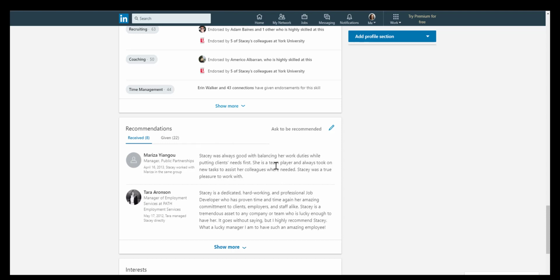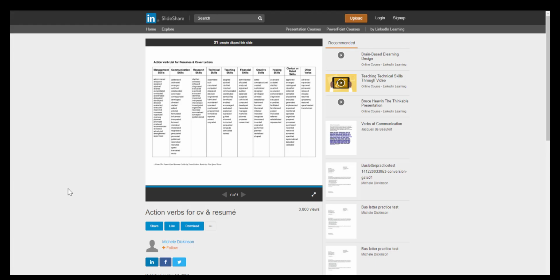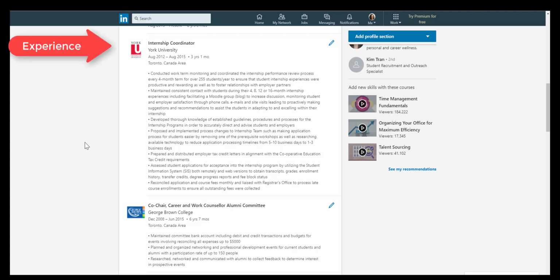So I have kind of a paragraph here, and people have said how they know me and how we work together, and what some of my skills are here. So recommendations are a great thing to have. I wouldn't say you necessarily have to give 22, but having 5 or 6 on your profile is great. Okay, so now I'm at that experience section, which really is something you've likely seen before. This is kind of what we have on our resume.